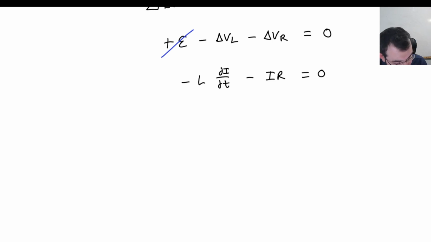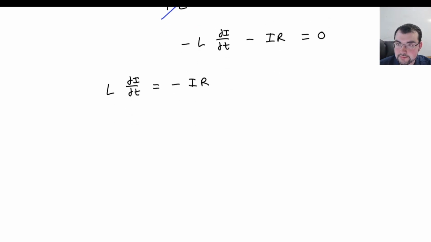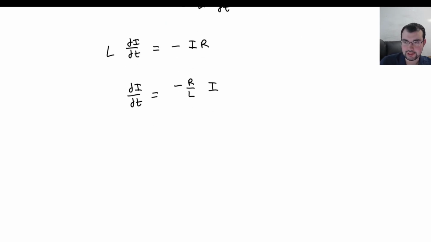All right, let's solve for di dt. So I get L di dt is equal to negative IR. All right, we can divide, and I would get di dt is equal to negative R over L times I. So again, if we're just guessing solutions, this is really easy to guess. Derivative of what is this constant times itself? Well, we know it's going to be some form of an exponential. And it's just going to be e to the minus R over L times t. And then in front, we put the initial value.